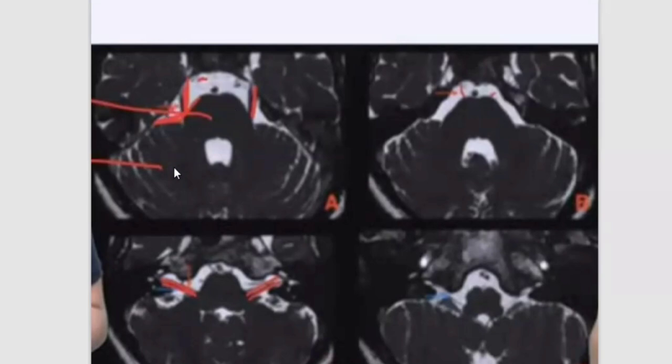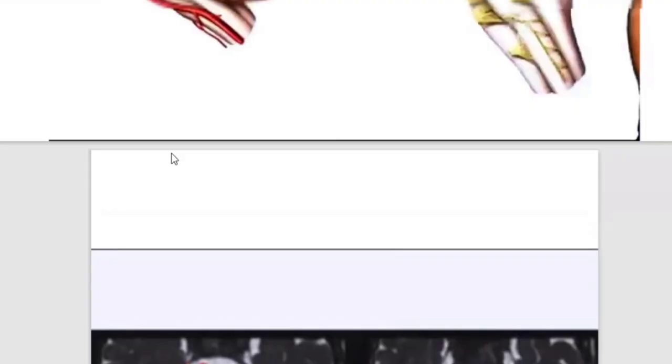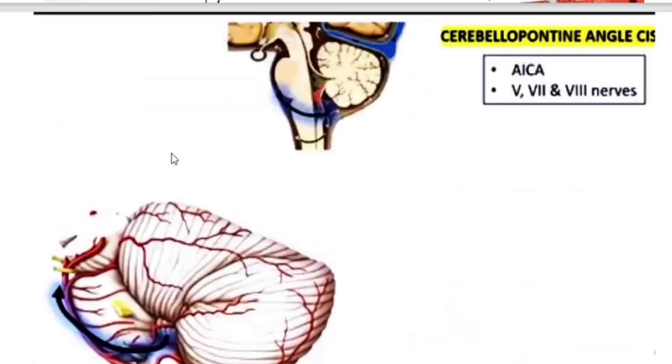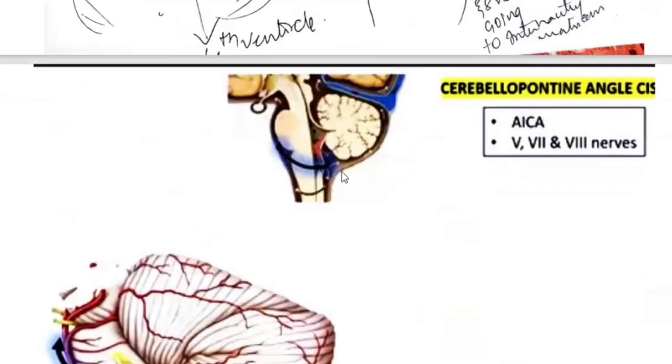Is this section clear? Usually the CP angle is present at the junction of the pons and cerebellum. This is the axial section, which is showing what the one above shows in the sagittal section. So you can understand better regarding the CP angle in the axial section. This is the sagittal section. In the sagittal section, this is the CP angle.